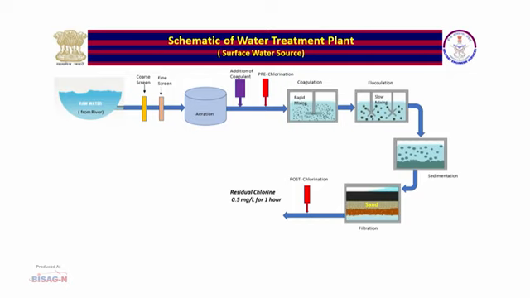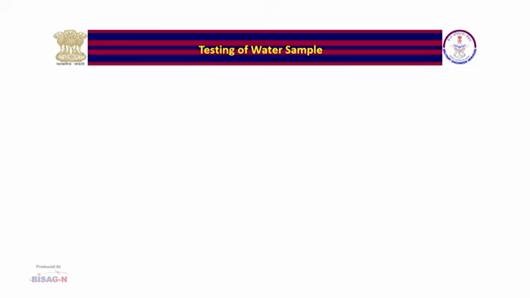After post-chlorination, treated water is stored in underground tanks from where it is supplied further to distribution network. However, before supplying the treated water to end consumer, it is to be tested for its potability. For this purpose, Bureau of Indian Standards gives standards under IS code 10500:2012, which prescribes the requirement and methods of sampling and test for drinking water.